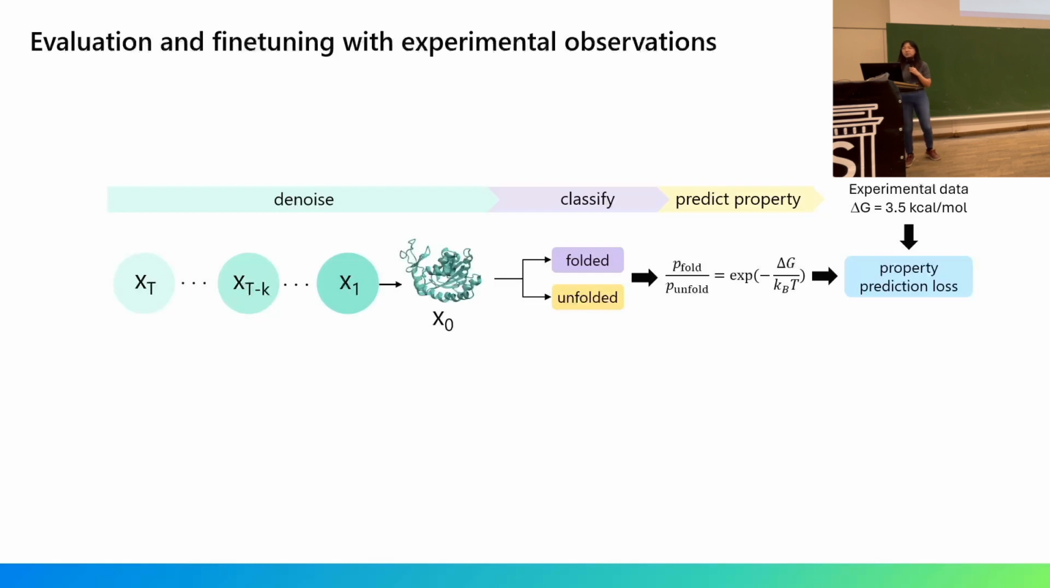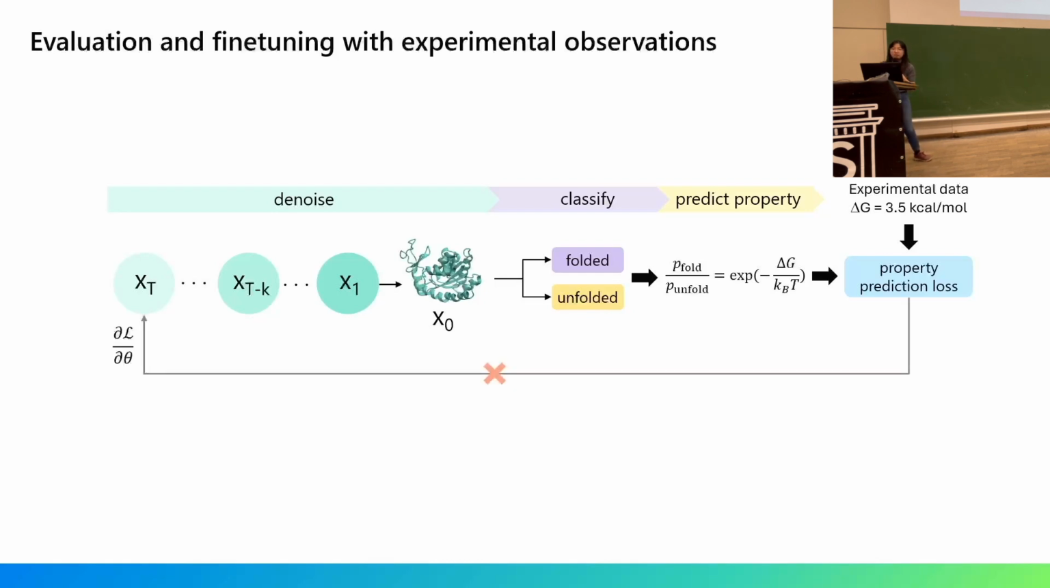And then it's very natural that you just compute the difference between them and then use that as a loss term. And then since everything is differentiable, then you can basically backpropagate through the denoising process. And we know that this is kind of expensive because it's a very long denoising trajectory.